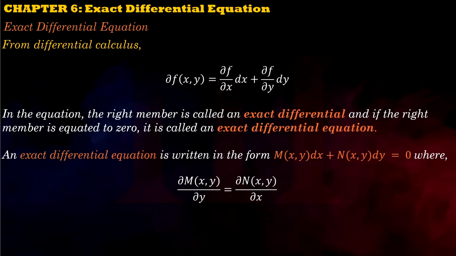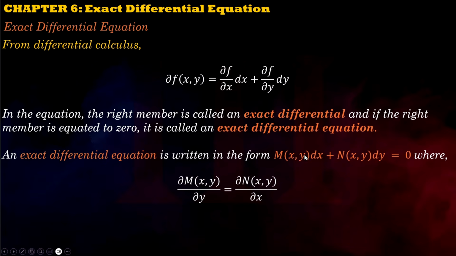An exact differential equation is written in the form of M of x and y dx plus N of x and y dy is equal to 0. This is our general differential equation, where the partial derivative of M of x and y with respect to y is equal to the partial derivative of N of x and y with respect to x. If these two are equal, therefore, this general differential equation is an exact differential equation.